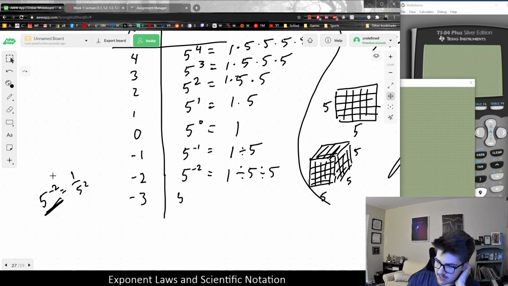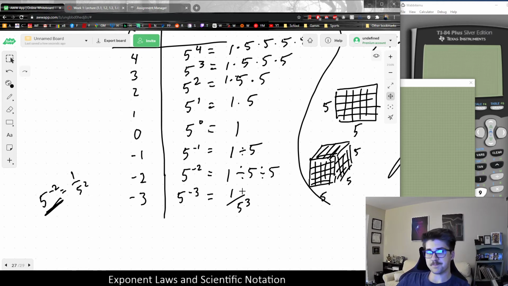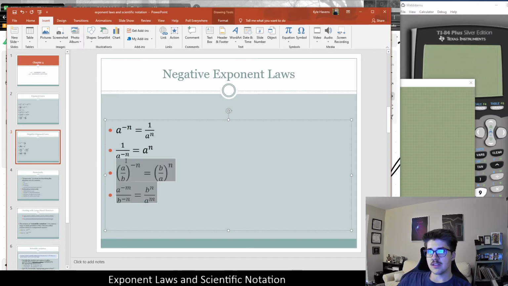And same with 5 to the negative third. That would be 1 divided by 5, or again, 1 over 5 cubed is easier, because that just means 1 divided by 5 divided by 5 divided by 5. They're all within the denominator. And the same thing applies to the other rules. All the other rules are based on the same exact logic.